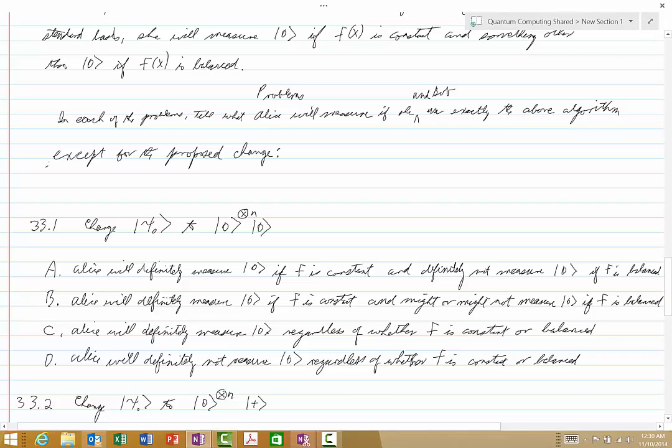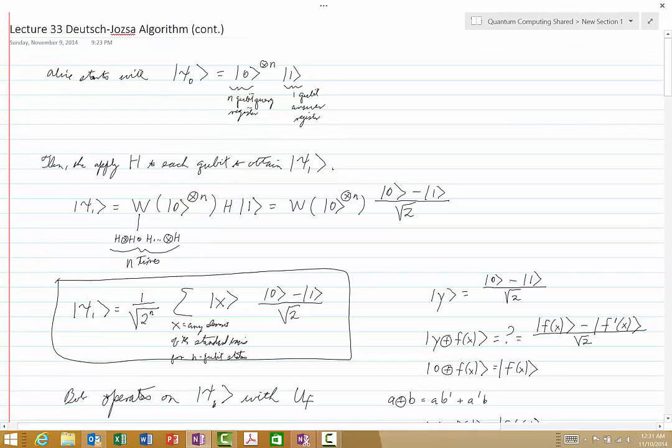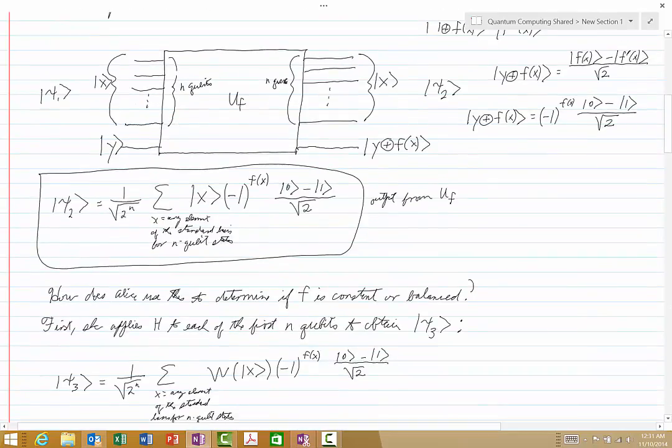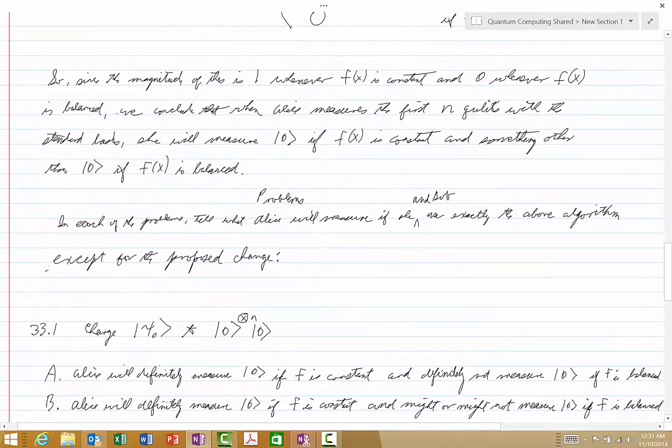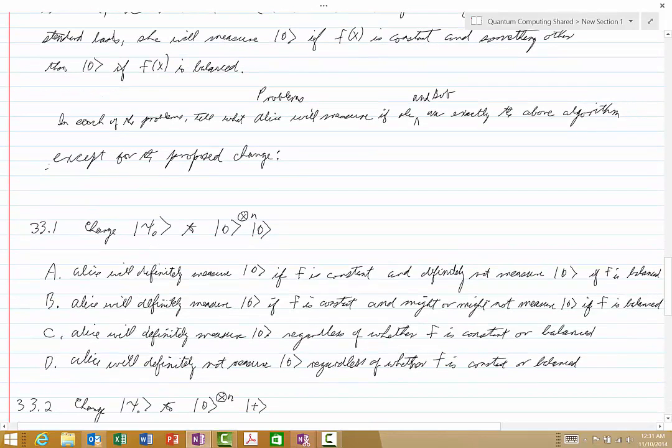So in 33.1, we're going to consider this change: changing C0 to n zeros and then 0. You will remember that in the algorithm we discussed in class, C0 is n zeros for the first n qubits and then a 1 for the last qubit. Now we want to consider starting out with C0 equal to n zeros and a 0 for the last qubit.